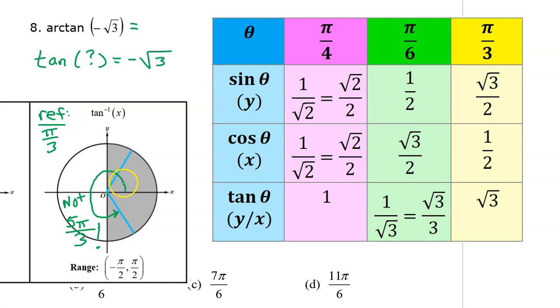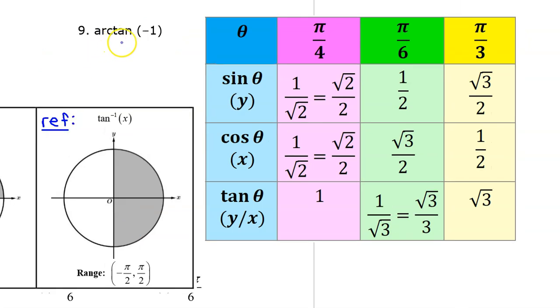Be careful, the answer is not 5 pi over 3. 5 pi over 3 takes us well outside of the restricted range. It is bigger than the maximum value of pi over 2. Instead, we will rotate in the clockwise direction to remain within the restricted range. So the answer is negative pi over 3.